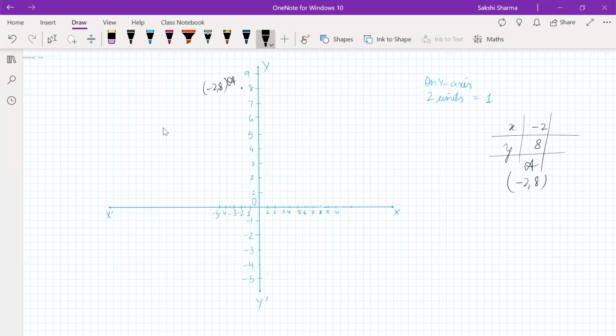Then we have -1, 7. This will be point B. C point is 0, 1.25. It will be right here. Then it's 1, 3. Then we have 3 and -1.